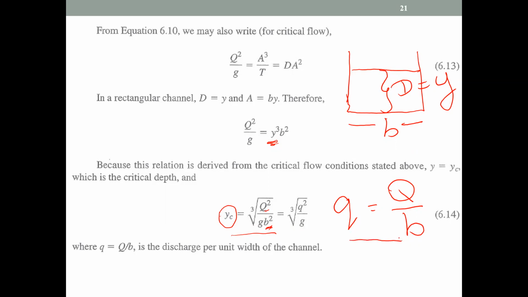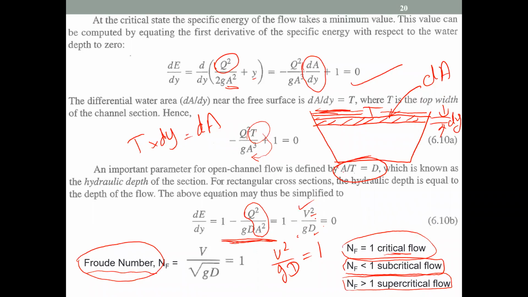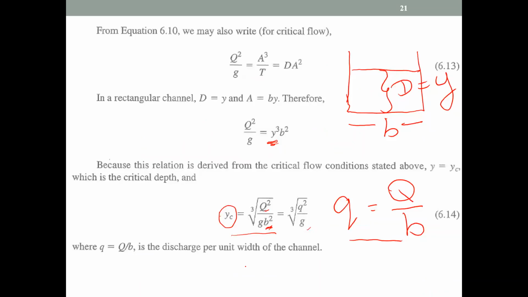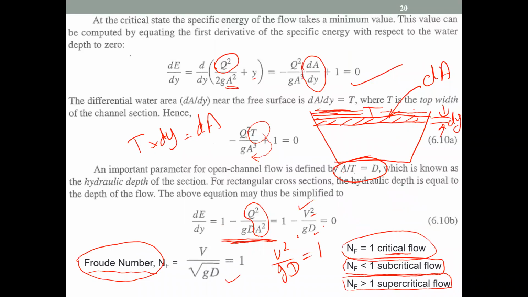So for the rectangular channel, you can write the critical depth in terms of the flow rate per unit width and the acceleration of gravity. So remember, this is the general equation that we developed for any cross section. But what we simplify here is the equation for a rectangular cross section. This is just an application of this equation.